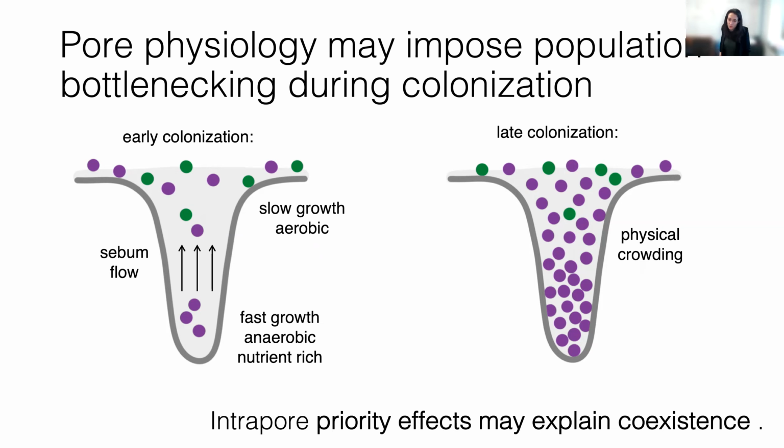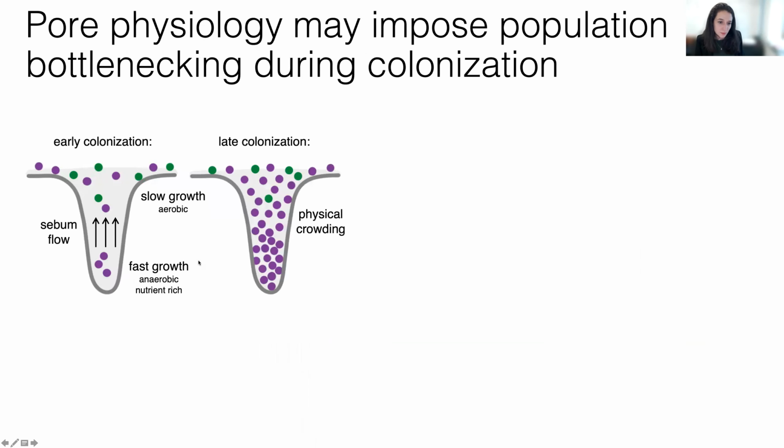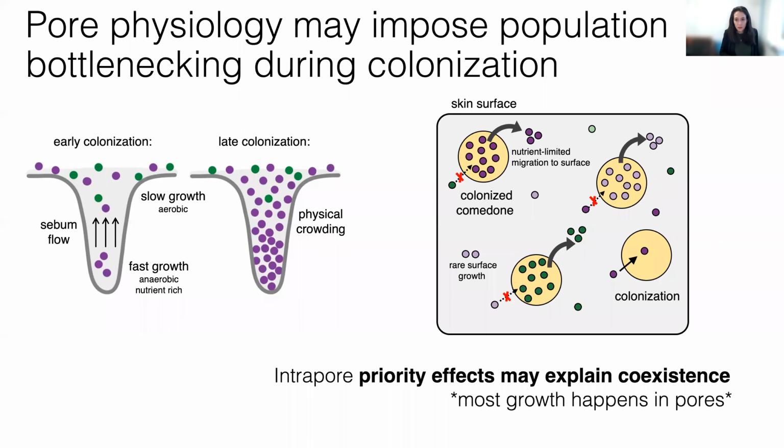And we think this intrapore priority effect may explain the coexistence of these different pores, different lineages on individual people, because these bacteria are not competing with other strains. They're really having just sort of these neutral bottlenecking events, where on the surface it's well mixed, but on the surface there's not a lot of growth, and so most of the growth is happening in this area where there's not a lot of competition. So we think this is one possible explanation why C. acnes are coexisting, but of course there may be other explanations as well.